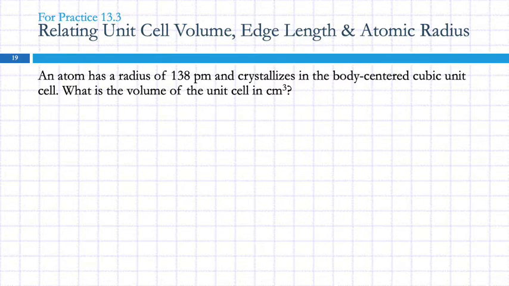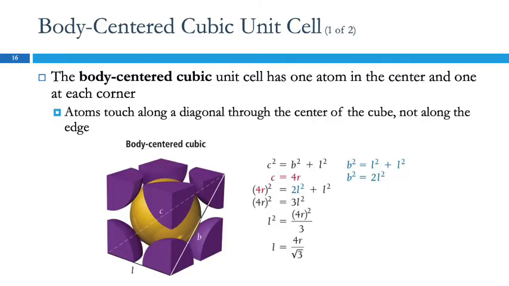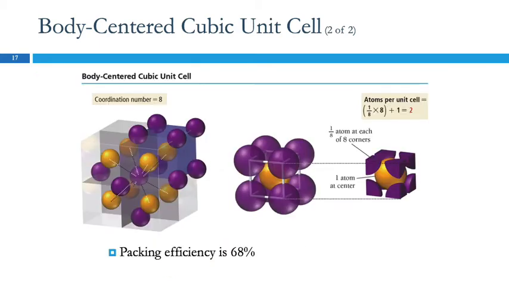An atom has a radius of 138 picometers and crystallizes in the body-centered cubic unit cell. What is the volume of the unit cell in cubic centimeters? Well, not that. What we need is this equation down here. So L, the length is equal to 4R divided by the square root of 3.